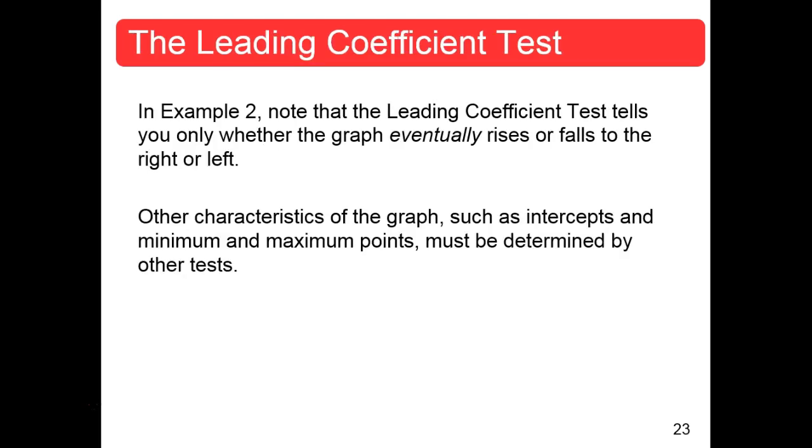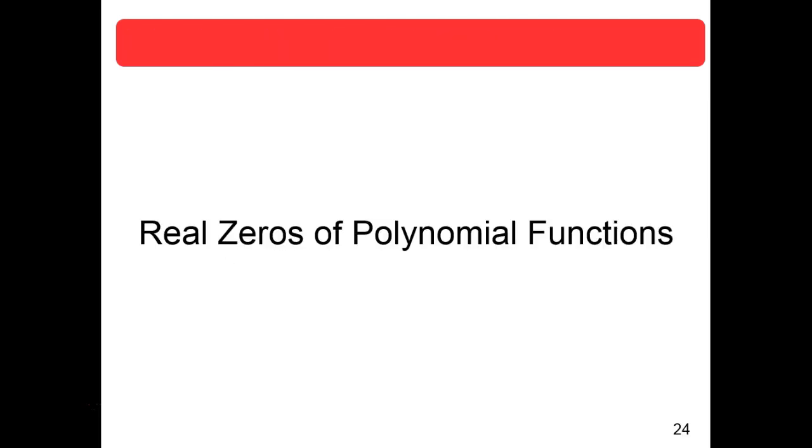So, the real zeros of a polynomial. That's why they say real zeros. There are two other zeros that are imaginary.